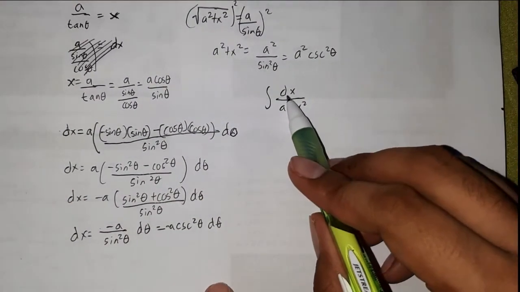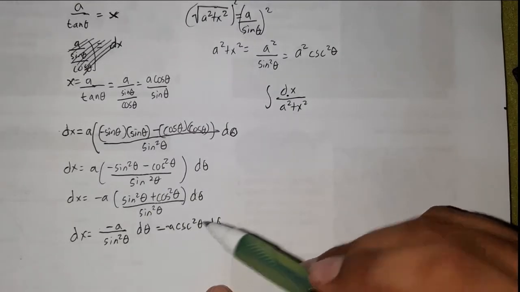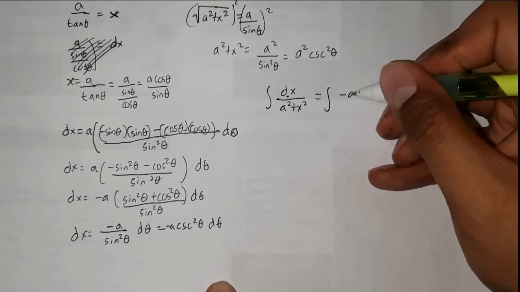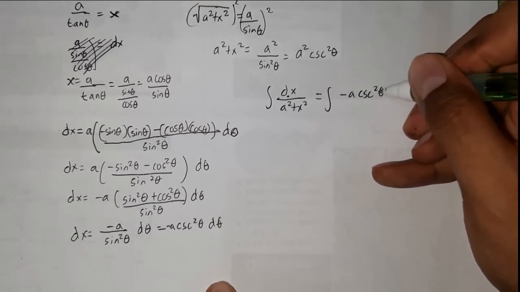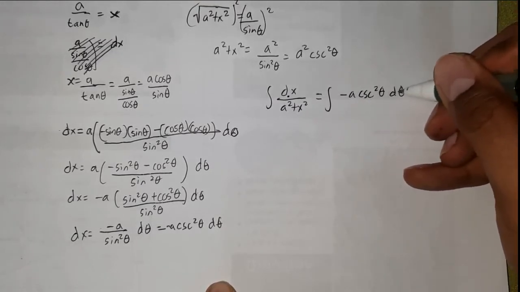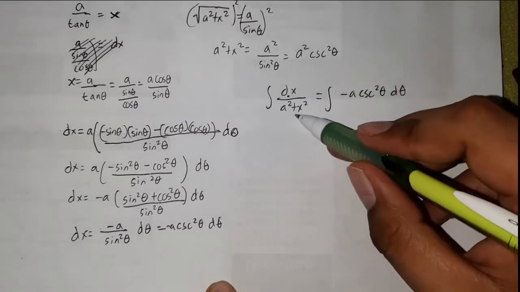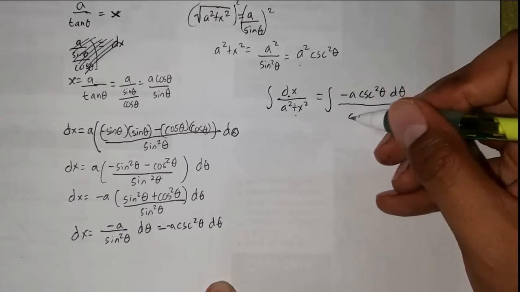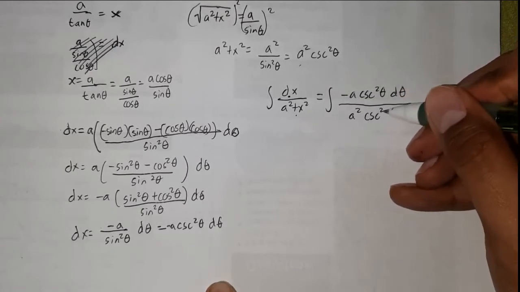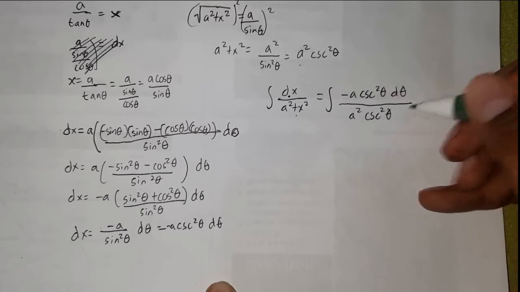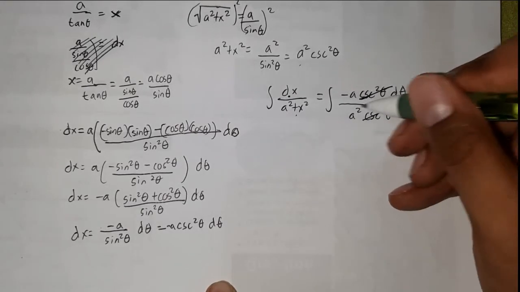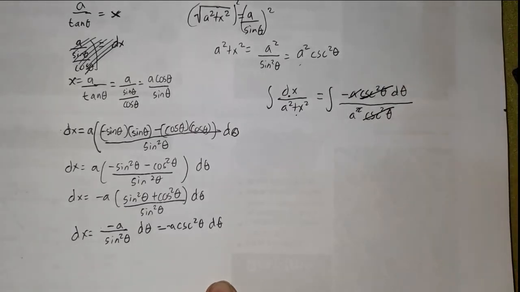Si dx natin ay equal sa dito. So, negative a cosecant squared theta d theta. Si a squared plus x squared ay equal daw dito. So, a squared cosecant squared theta. So, magka-cancelan tayo. Cancel, cancel. And then, cancel. Ito na lang matitira. Negative d theta over a.